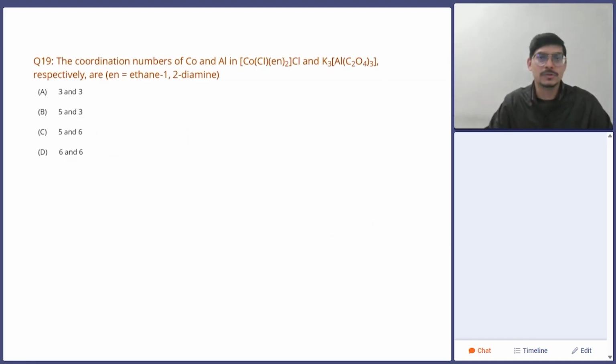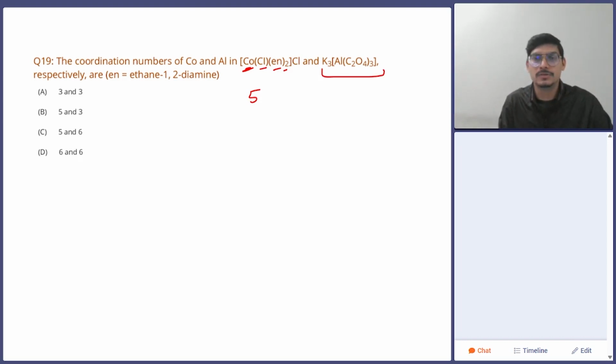Moving to the next question, question number 19, the coordination number of cobalt and aluminum. This is indeed a very easy question. En is ethylene diamine, a bidentate ligand. There are two bidentate ligands, so a total of 4 donor atoms. The fifth one is chlorine. So cobalt is bonded to 5 donor atoms, that is its coordination number.